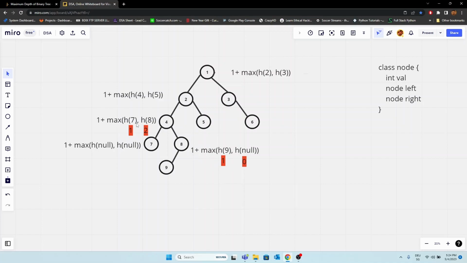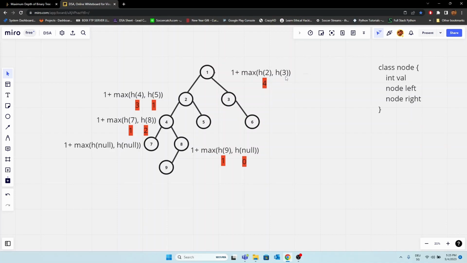From the maximum of h7 and h8 we get 2. That means 1 plus 2 will return 3. This h4 will return 3. Now we need to call the h5 method. Node 5 being a leaf node, it will also return 1 plus the left and right child being null, 1 plus 0. That means this h5 will return 1. The h2 function, this will return what? 1 plus 3, that means 4. So we got 4 for this h2.